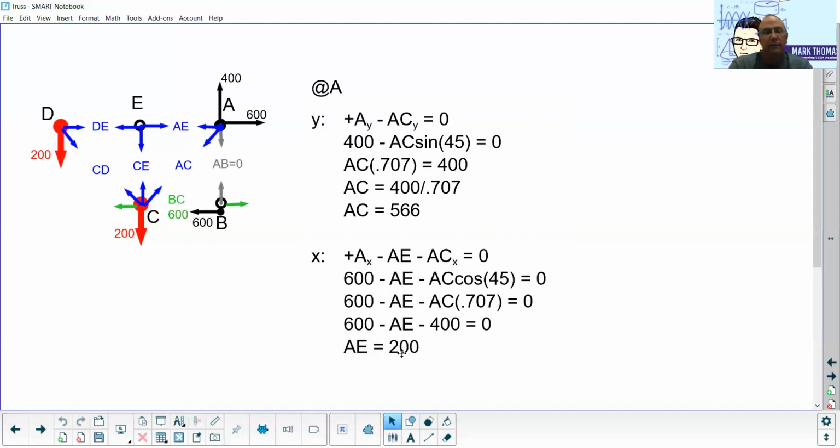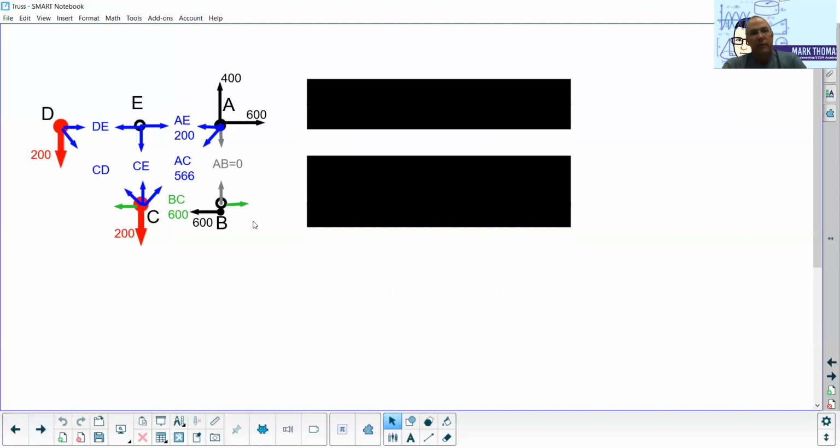Again, it's positive. It means it's in tension. I don't need to redraw any arrows. So I just found my third and fourth member forces. AC is 566. AE is 200. Those will stay blue, and we don't need to redraw them. Okay. So I have those labeled here, updated as well.